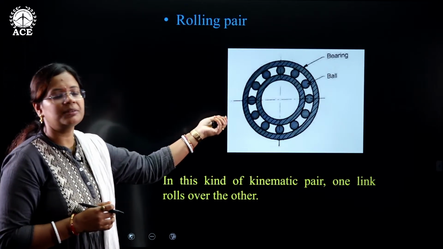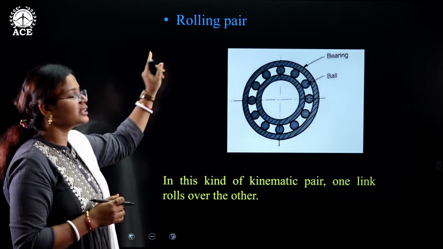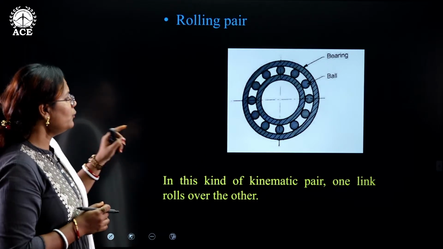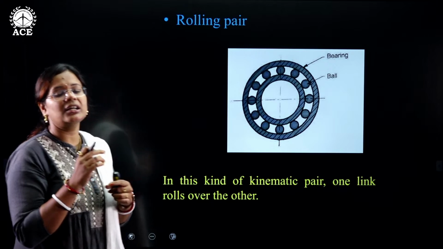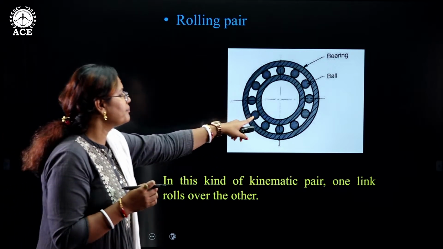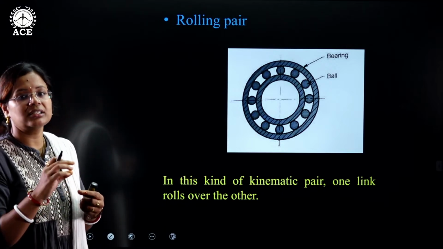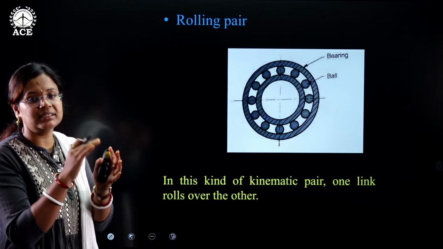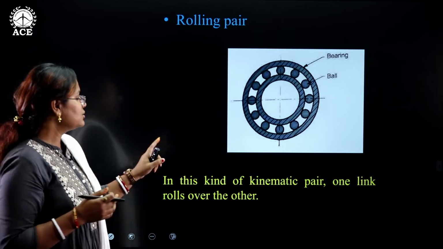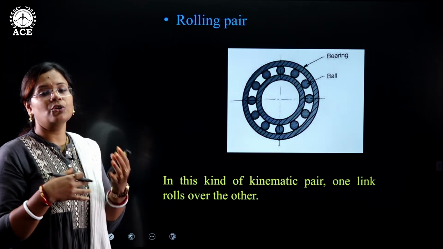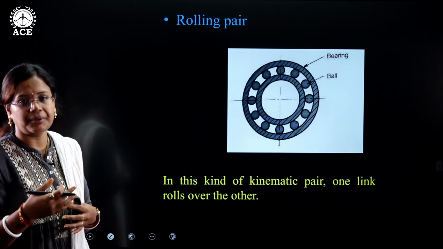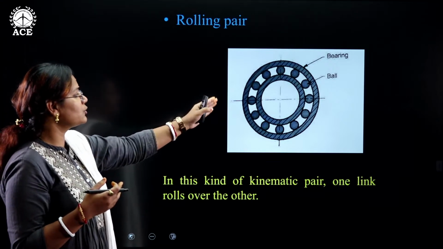Here you see the roller bearing. This is one of the examples of a rolling pair in which the bearings are rolling over one another. This is the casing. These are the rollers. The rollers are rolling in between two casings, the inside case and the outside case. So in this, one of the links is rolling between two casings. So this is a roller bearing.